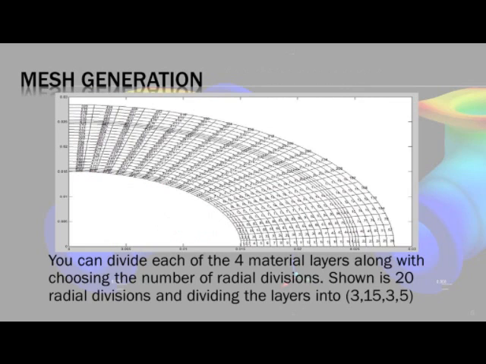We created our own program to generate our mesh. Within the program we can subdivide each of the 4 material layers into any amount, along with dividing it radially into any even number. The figure shown is divided into 20 radial divisions, along with dividing the 4 material layers into 3, 15, 3, and 5 subdivisions.